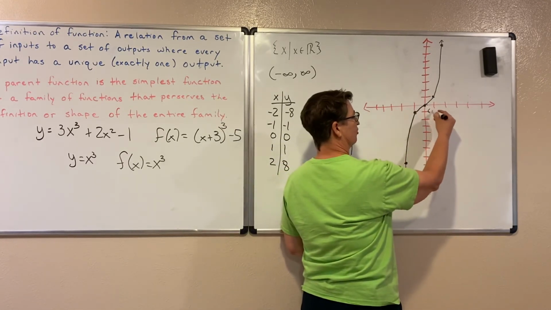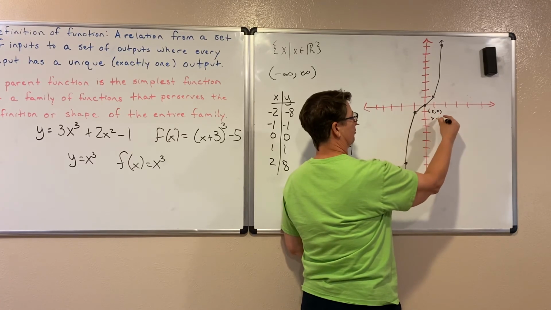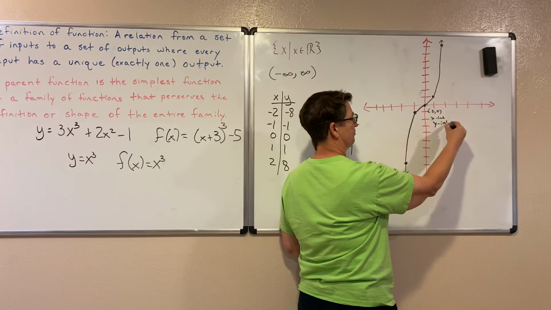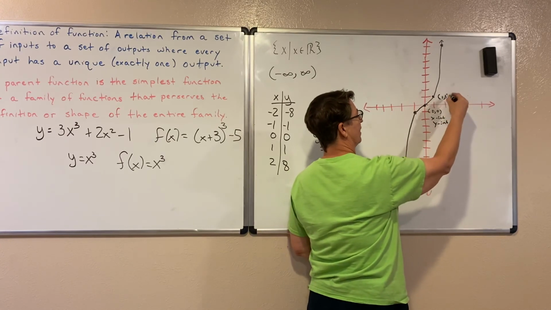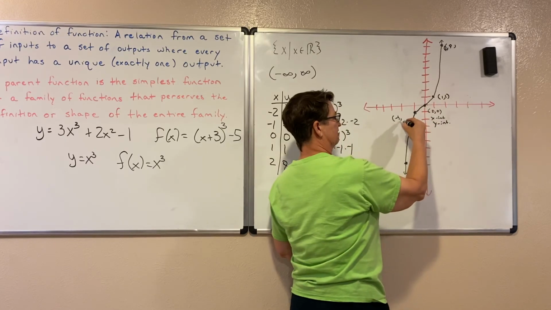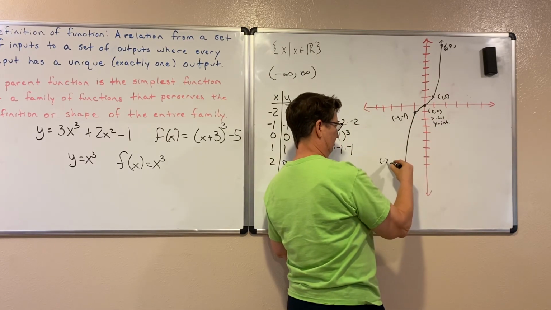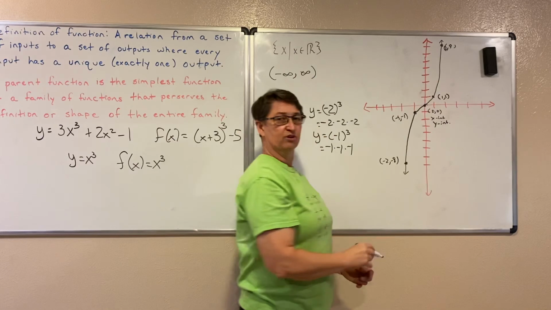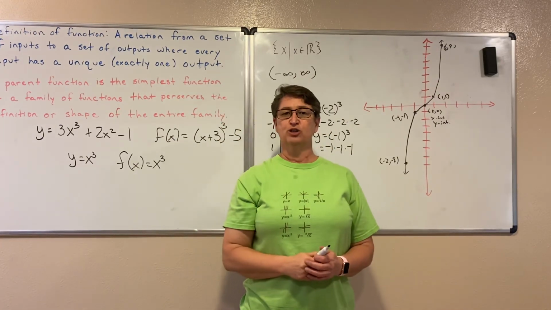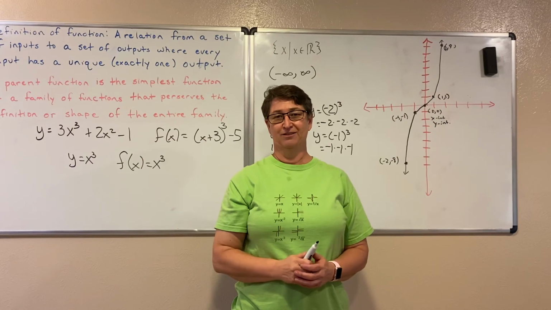Be sure to label your points on your graphs. So 0, 0 is an x-intercept and a y-intercept, and I would label each one of my points on the graph so that my reader knows exactly what the points are and what the scale is that I've used when I'm graphing. So there's your parent function of your cubic function. Thanks for watching.